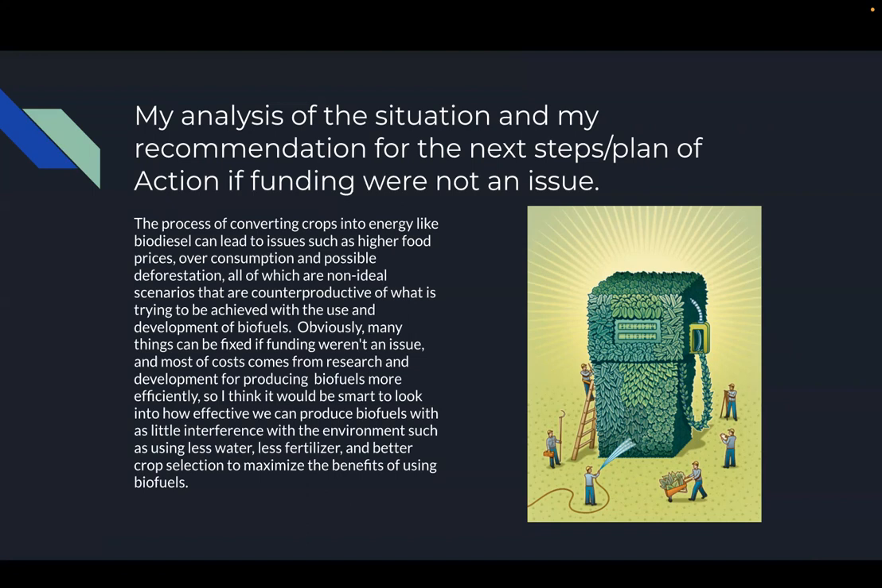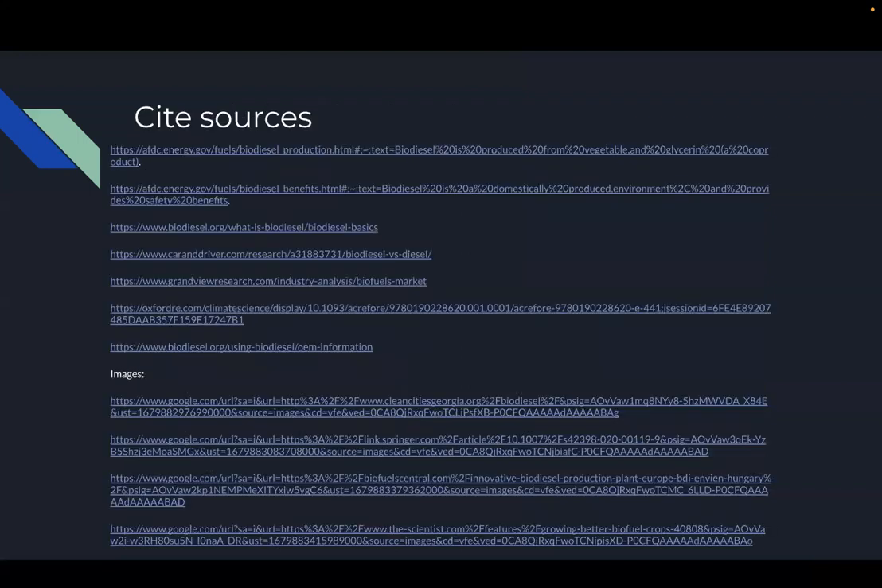So many things can be fixed if funding wasn't an issue, and it's important to note that most of the cost comes from research and development for actually producing these biofuels more efficiently. So I think it'd be beneficial to look into how effectively we can produce biofuels, because that's what costs the most, and how we can produce biofuels with little interference with the environment, such as using less water, less fertilizer, maybe better crop selection, so we can maximize the benefits that we're trying to get out of using biofuels.